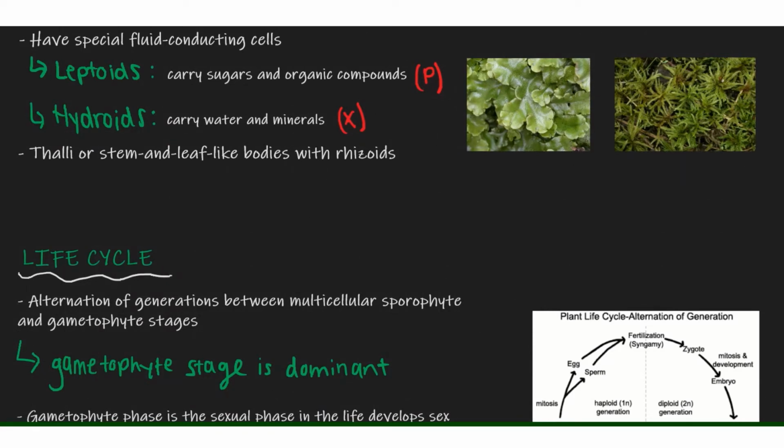Lastly, bryophytes either have thalli or stem and leaf-like bodies with rhizoids. So this image is depicting thalli. They're broad-leaved and they're leathery. They have a leathery type texture. And then here we have the stem and leaf-like bodies.